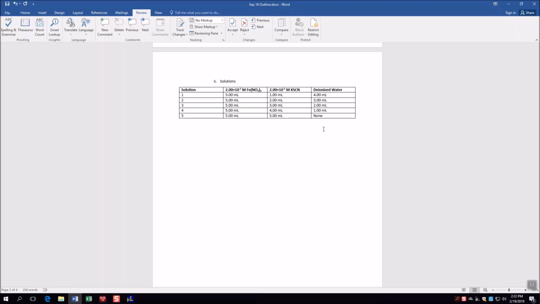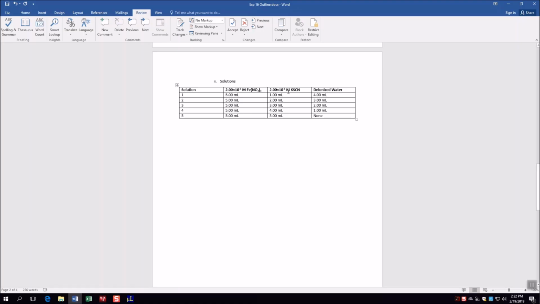So if we're concerned about concentrations, the only way to keep one of our concentrations static throughout the experiment is to keep our total volume static. So if we keep our iron nitrate at 5 milliliters the entire time, and we keep our total volume at 10 milliliters the entire time, we know that the concentration of iron nitrate at the beginning of each of these experiments is going to be exactly 1 times 10 to the minus third molar.